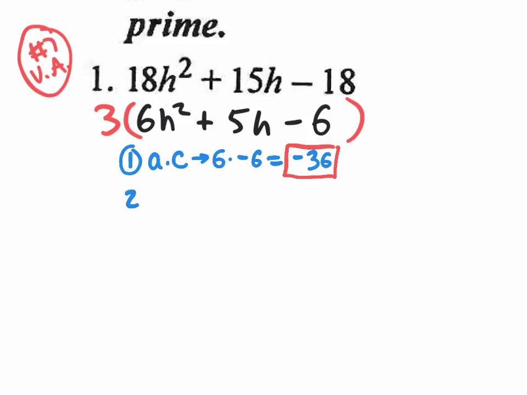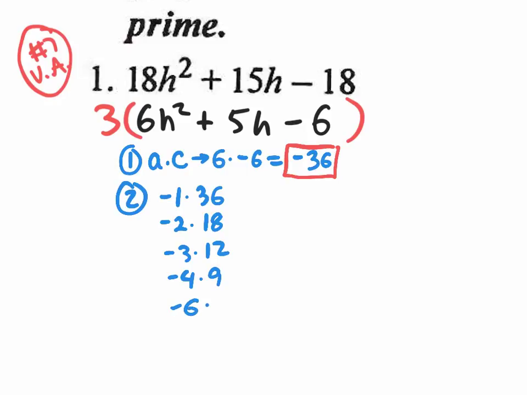Step 2 is to think of the multiples of negative 36, like negative 1 times 36, negative 2 times 18, negative 3 times 12, negative 4 times 9. Those are all the possibilities besides, oh, wait a minute, negative 6 times 6. Besides changing the sign, those are all the possible multiplication problems that give you negative 36. Now, which pair of numbers combines together to give us the middle value, the b value 5?